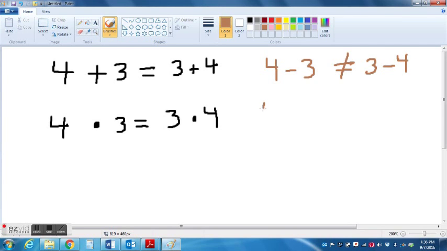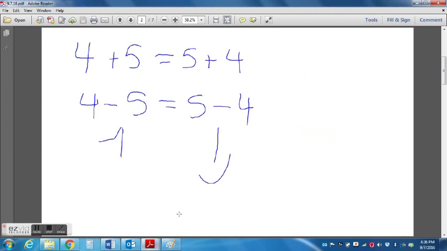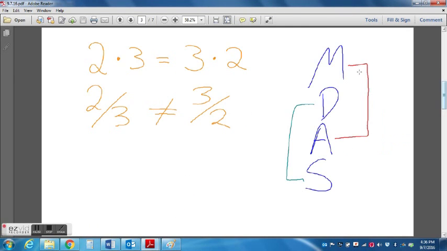And division certainly is not commutative. So 4 divided by 3 is not the same as 3 divided by 4. Not at all. So you cannot just flip around subtraction and division, but you can flip around addition and multiplication however you want. And see there, I was just showing you again how multiplication and addition are kind of alike, and division and subtraction tend to be a lot alike.